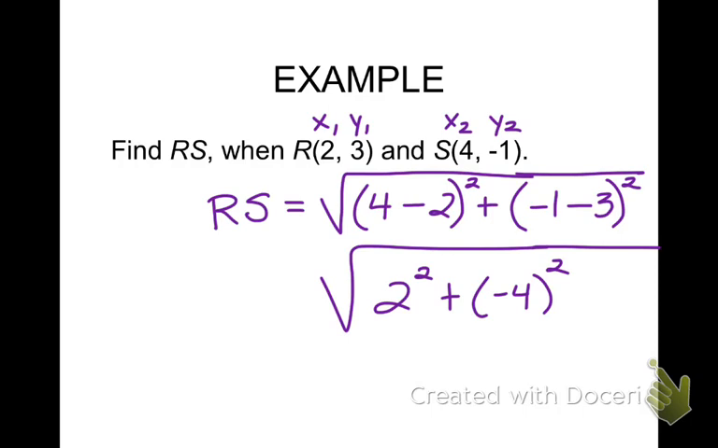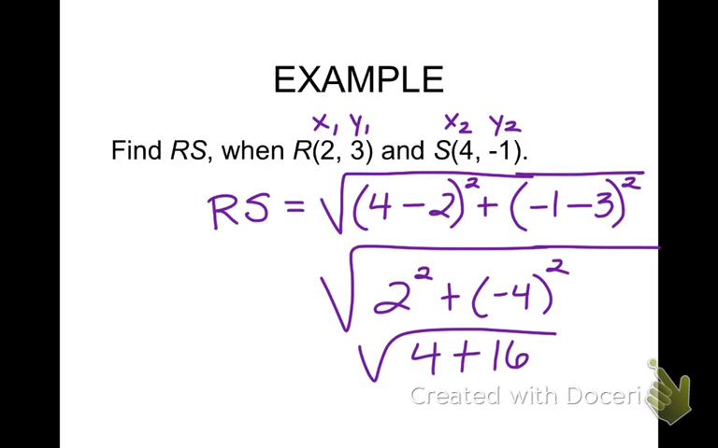Why was it important that I put that negative 4 in parentheses? Cody? Because it has a negative, and then that's okay. So when I square it, what should happen? My result should be positive or negative? Positive. Anytime you square something, your result should be a positive, right? Okay, so 2 squared is 4. Negative 4 squared is 4 times 4, 16.